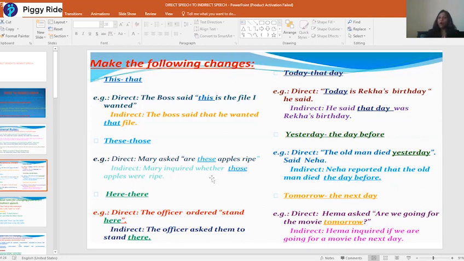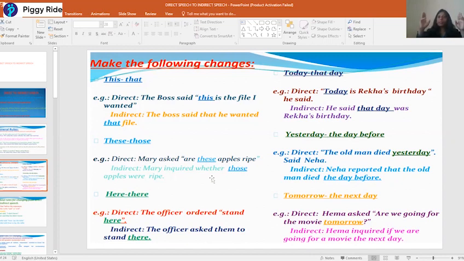Indirect: The officer asked them to stand there. So here got changed to there. Okay, now the next part. Today is going to change to that day.